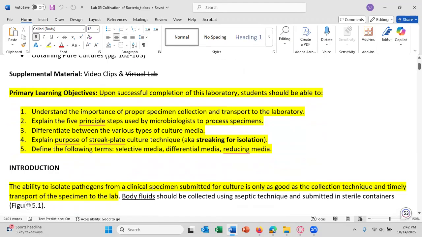Upon successful completion of this lab, you should be able to: one, understand the importance of proper specimen collection and transport to the lab; two, explain the 5 principal steps used by microbiologists to process specimens; three, differentiate between the various types of culture media; four, explain the purpose of the streak plate culture technique, that is, streaking for colony isolation; and five, define the following terms: selective media, differential media, and reducing media. Any question about any of these objectives?